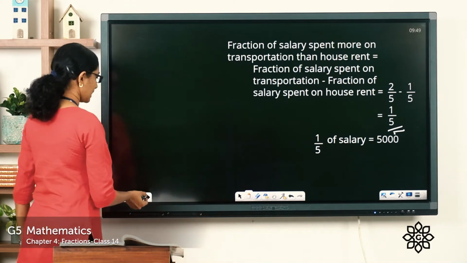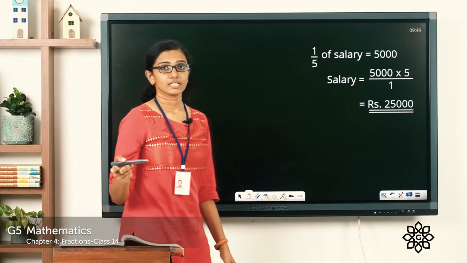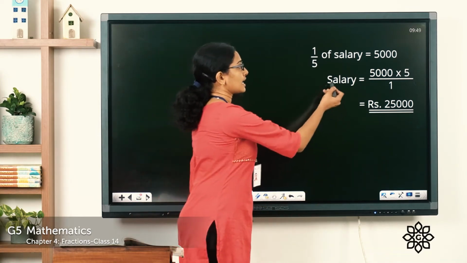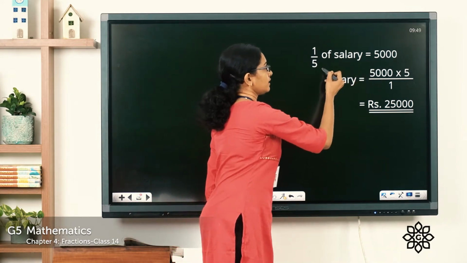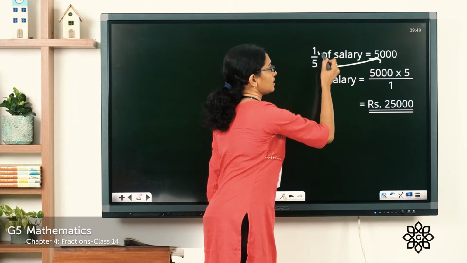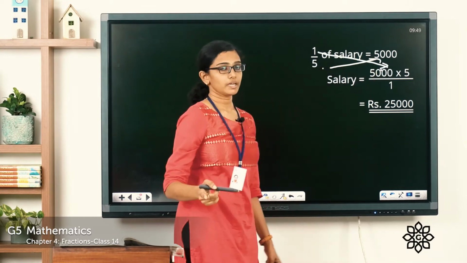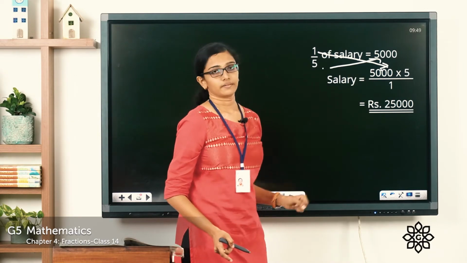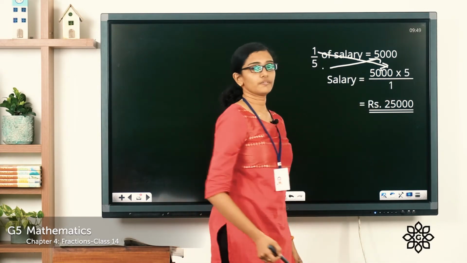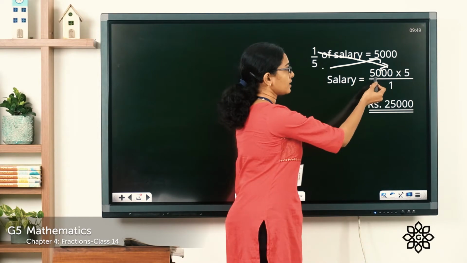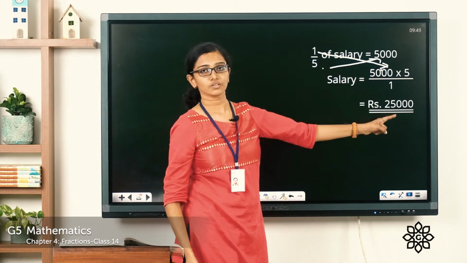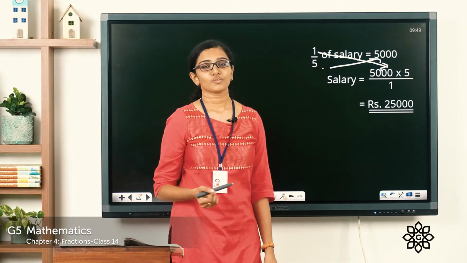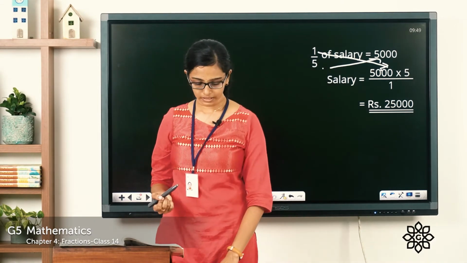So how would we write that? 1 by 5 of salary is equal to 5,000. So how would we find out the salary? The salary would be, you just cross multiply 5 here and 1 here. So it would be 5,000 into 5 by 1. What is 5,000 into 5? 5 5s are 25 and then you insert the 3 zeros at the right end. So the salary would be rupees 25,000. Hope you are clear with this.